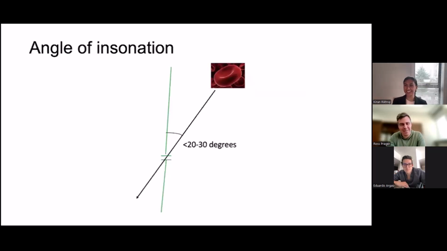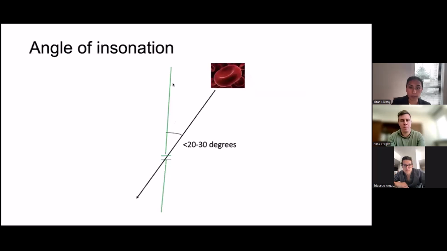Exactly as Ross was saying, we call this the angle of insonation. The more parallel you are to the direction of blood flow, the more accurate your measurement will be. We call this the angle of insonation.